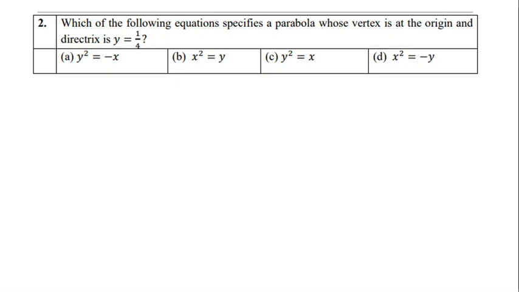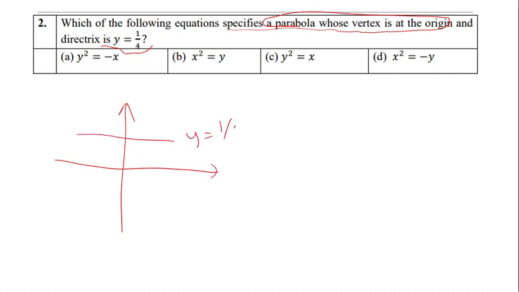Now, which of the following equations specify a parabola whose vertex is at the origin and the directrix is y equal to 1 over 4? You can use the table to solve this problem, but I will try to do it with graphing it. I mean, y is equal to 1 over 4 is this line here, the directrix, and then the vertex is at the origin.